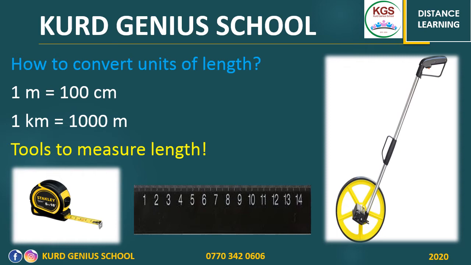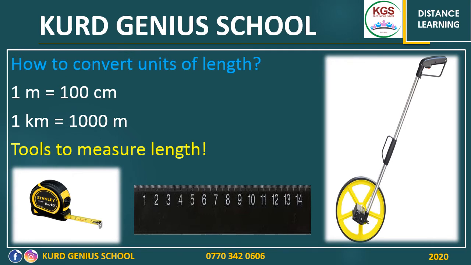For measuring those lengths, we have to use tools to measure length. We have 3 different types of tools. The first one we call the measure tape. We can use it for measuring a car, a house, the things that we cannot measure by the centimeter. The next one, we have a ruler.